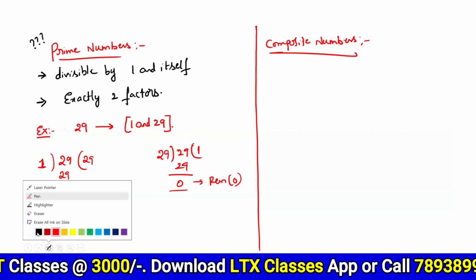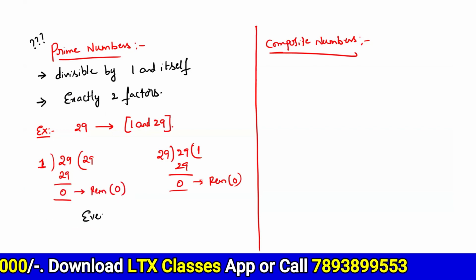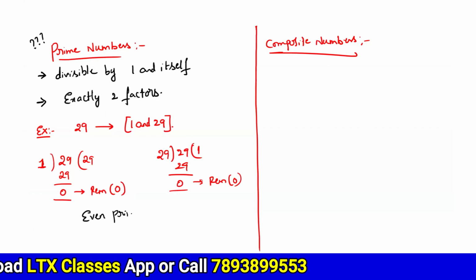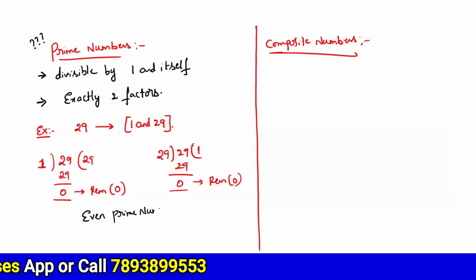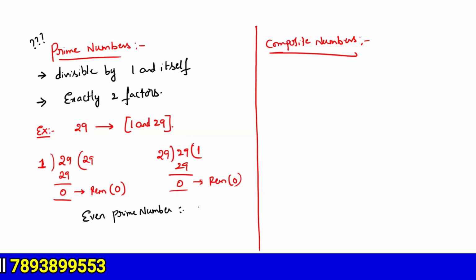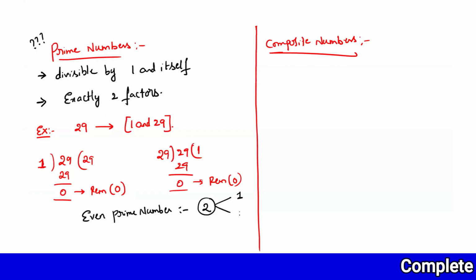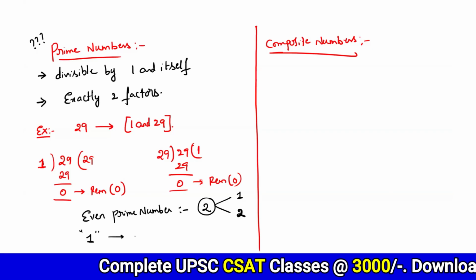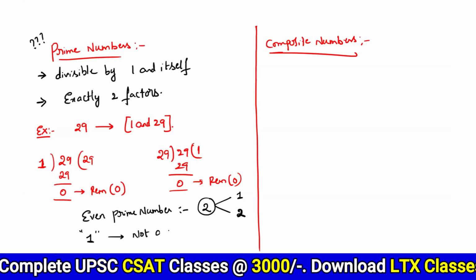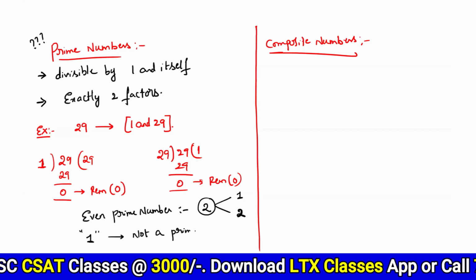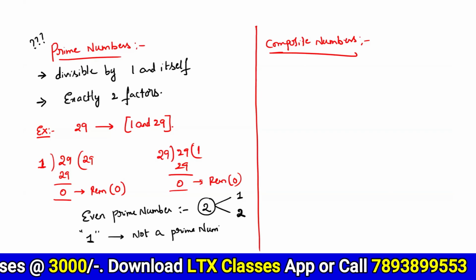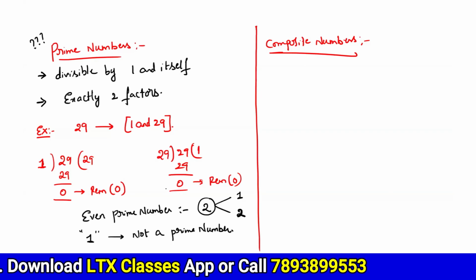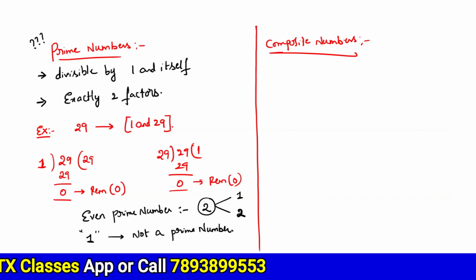And what is the even prime number? 2, sir. 2 is an even prime number because this number 2 will have only two factors, 1 and 2. Okay. And one more thing, 1 is not a prime number. Because the number 1 will have only one factor, but regarding prime numbers, we require two factors. So obviously 1 is not a prime number.